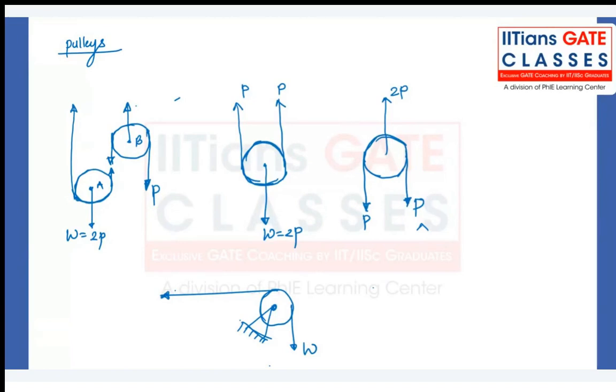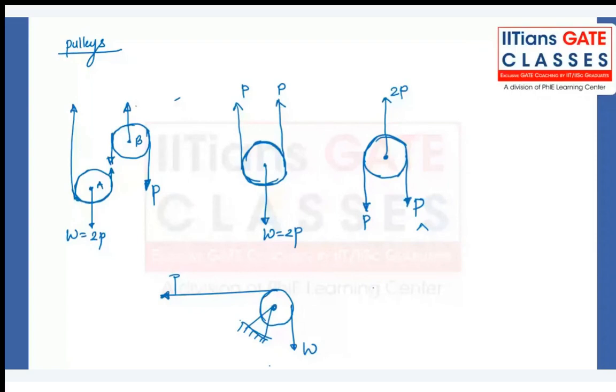Sir, the second one, which support is it? Is it a pin support or a fixed support you are giving the pulley? The pulley is basically something that can rotate. Pulley is not a beam or anything. Pulley means it can rotate about the center. There is no support given to the pulley. You should not get confused between beams and pulleys.